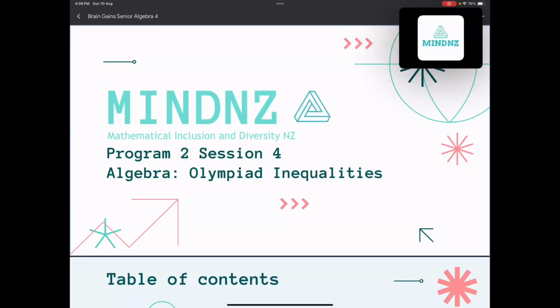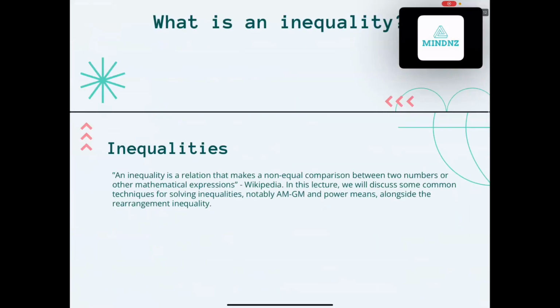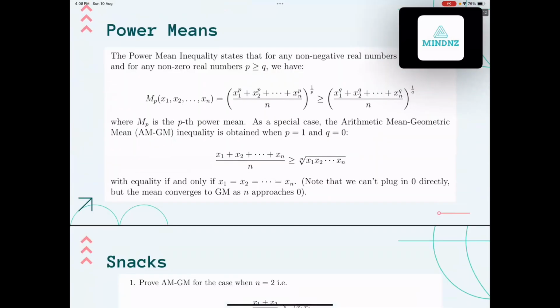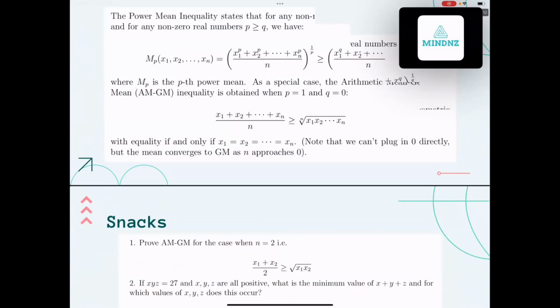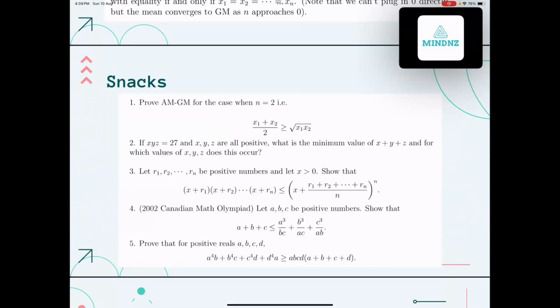Inequalities. This is some of the content I did go through last session, but I think we can brush up on a bit of it. So today we will cover AM-GM and the power means inequality, and then we will talk about the rearrangement inequality as well. I think last time we left off after doing question 4 in the AM-GM snacks. So what we can do is talk about the rearrangement inequality a bit, and then go back to AM-GM and go over some problems.